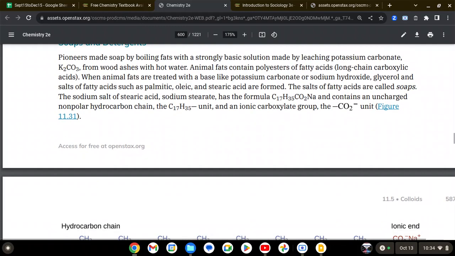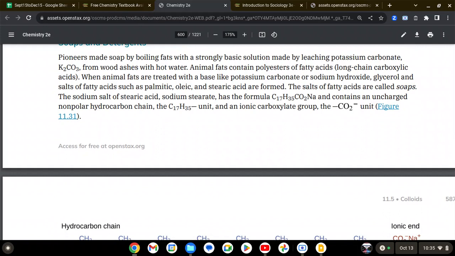Soaps and detergents. Pioneers made soap by boiling fats with a strongly basic solution made by leaching potassium carbonate, K2CO3, from wood ashes with hot water. Animal fats contain polyesters of fatty acids, long-chain carboxylic acids. When animal fats are treated with a base like potassium carbonate or sodium hydroxide, glycerol and salts of fatty acids such as palmitic, oleic, and stearic acids are formed. The salts of fatty acids are called soaps.